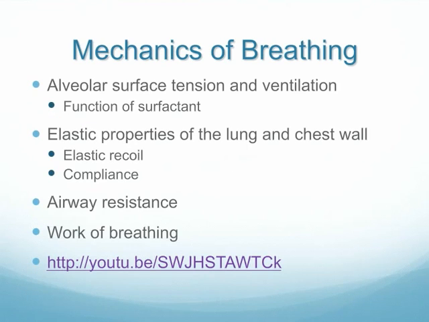The alveolar surface tension is going to be a function of the amount of surfactant we have. So if we don't have an adequate amount of surface tension, the alveoli will collapse, and then we won't have adequate ventilation of the lung. We won't be able to ventilate the area that actually does all the work.